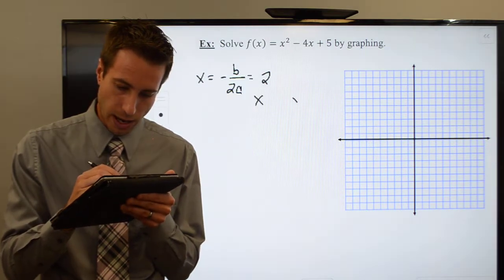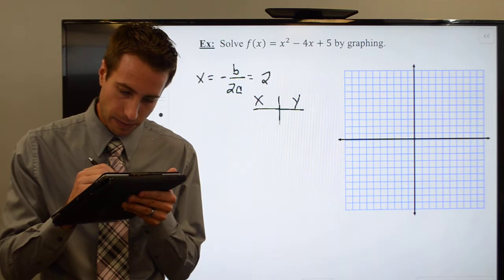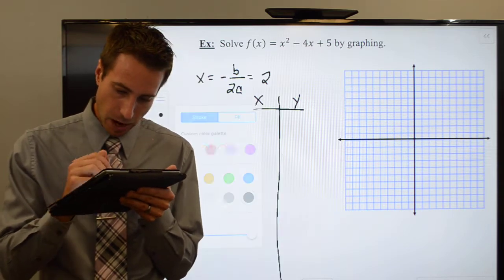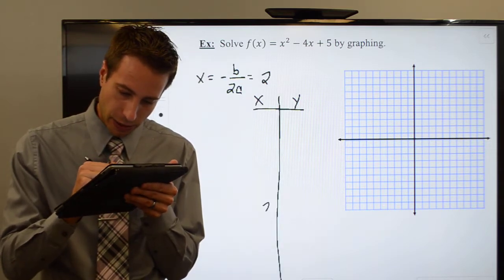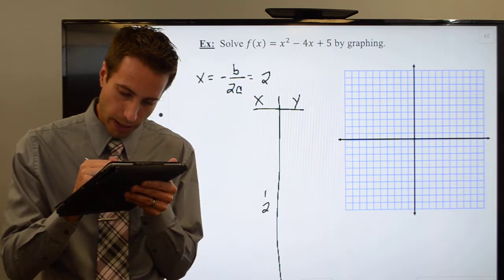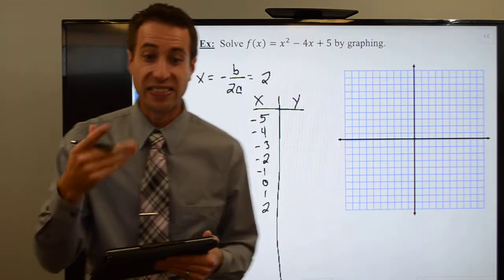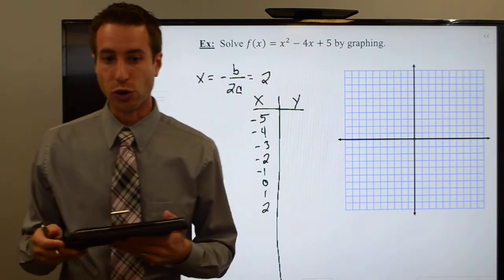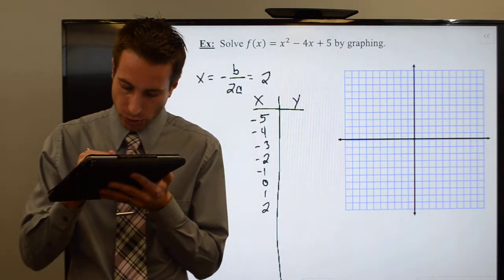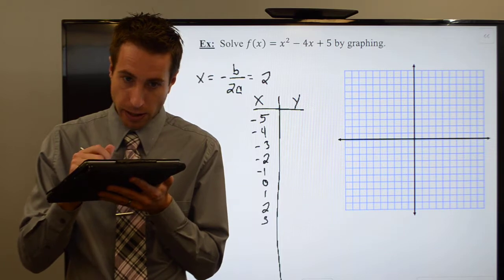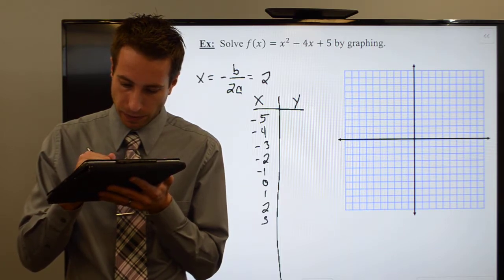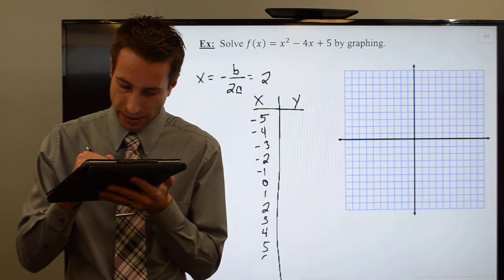X, Y. All right, again, right here in the middle is going to be my 2, and then it'll be 1, 0, minus 1, minus 2, minus 3, minus 4, minus 5. And then in the other direction, we'll go to 6. So 2, 3, 4, 5, and 6.